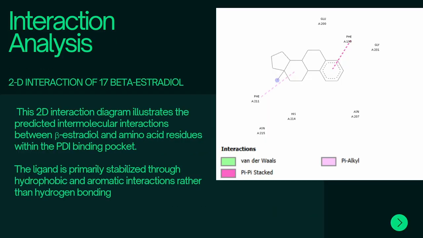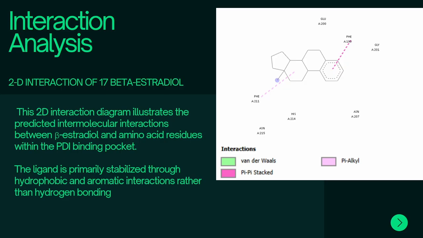Here I have placed a 2D interaction map of 17-beta estradiol. This second interaction map, the 2D interaction diagram, shows detailed intermolecular interactions. Interestingly, the stabilization appears to be mainly hydrophobic and aromatic interaction rather than strong hydrogen bonding. This makes sense because 17-beta estradiol has a very rigid steroid backbone, which in turn favors the hydrophobic pocket interactions.